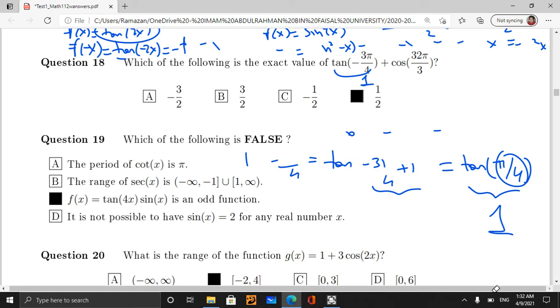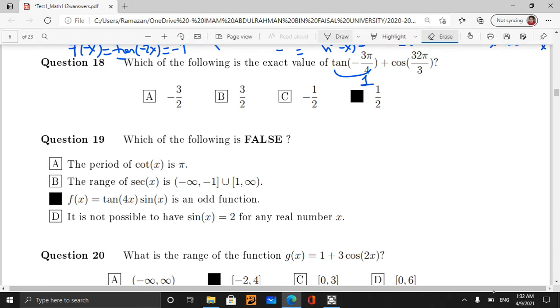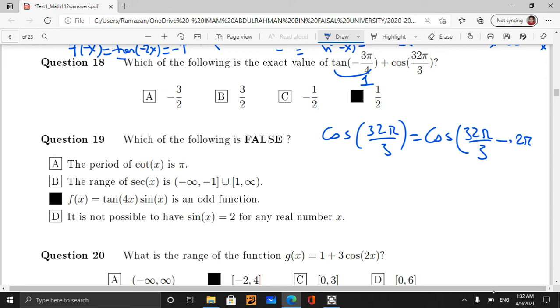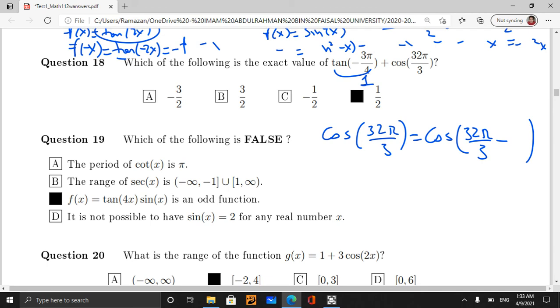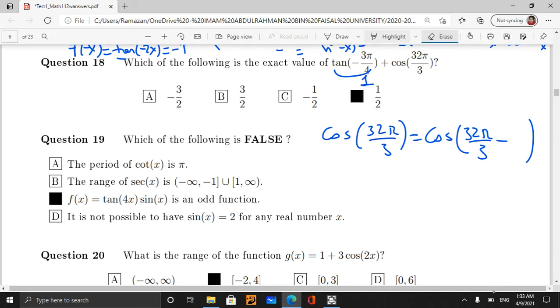Now, the period of cosine is 2 pi. So it means you can say that cosine 32 pi over 3 is equal to cosine of 32 pi over 3 minus a multiple of 2 pi. We can choose any number here, it will work. A good number is one that reduces the difference. How about 5 times 2 pi? It will be cosine of 32 pi over 3 minus 10 pi.